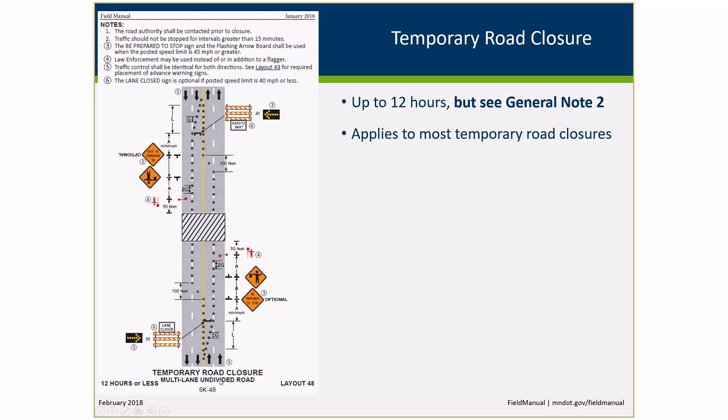And so for this temporary road closure on a multi-lane undivided road, it can be set up for 12 hours or less, but based on note number 2, traffic should not be stopped for intervals greater than 15 minutes. So any of these temporary road closures that you see in the field manual that show flaggers, we've got that note in there, but the duration can be different depending upon its application.